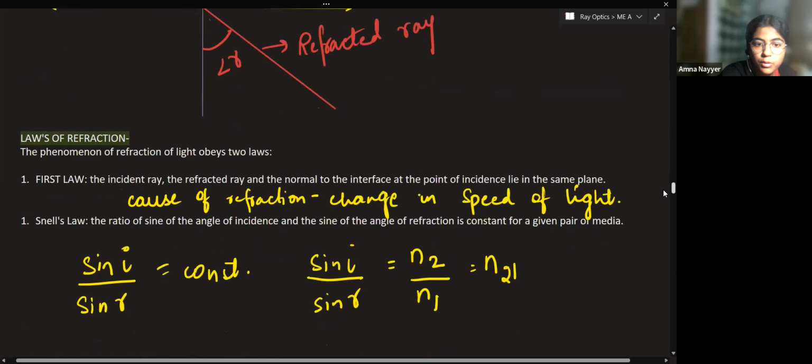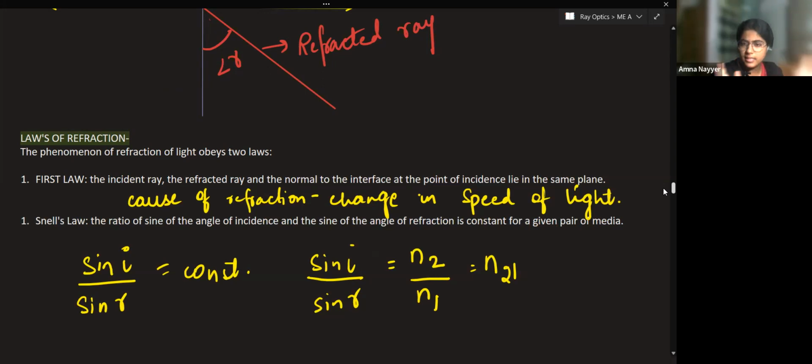Now you can write it properly from here. See, two laws. The first law says that all lie in the same plane. And now, why does this occur? Why is there refraction occurring? Light is coming from here also. Why is it not bending somewhere else? Why is it going straight? Because the medium is the same. Now, as the medium changes, the speed also changes. So when the speed changes, there is oblique bending of light because of the deviation in speed. It slows down or it speeds up. That is the cause of refraction.